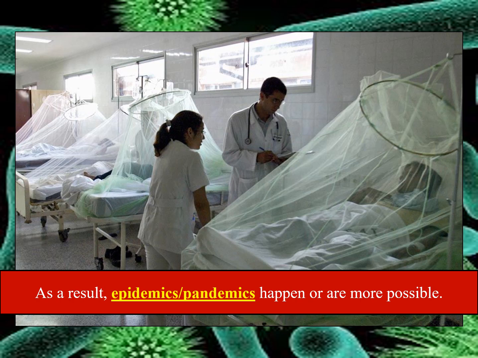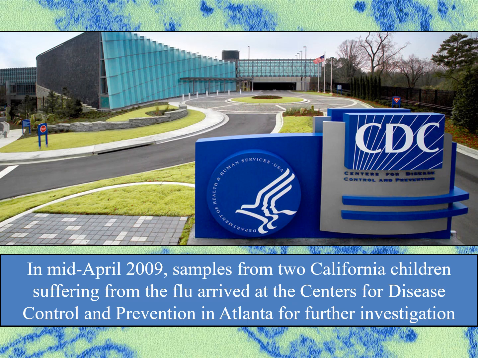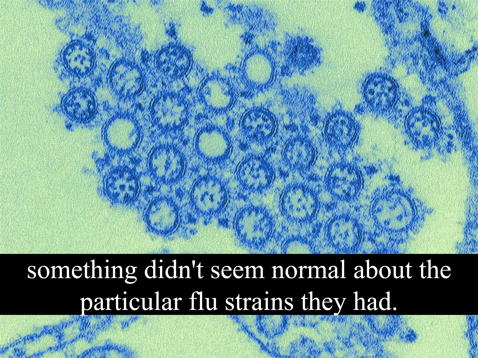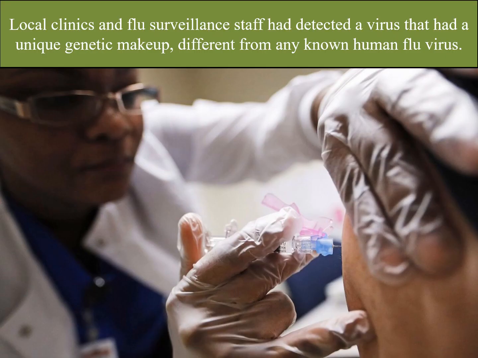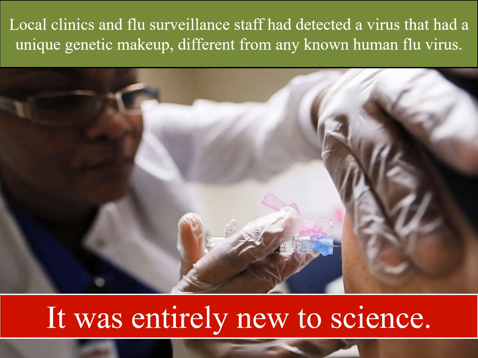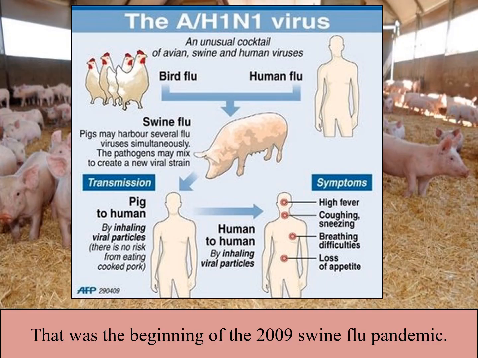An epidemic is when a disease affects just one region. A pandemic is when it affects the world. In mid-April of 2009, samples from 2 California children suffering from the flu arrived at the CDC in Atlanta for further investigation. Something didn't seem normal about the particular flu strain they had. Local clinics and flu surveillance staff had detected a virus that had a unique genetic makeup, different from any known human flu virus. It was entirely new to science. That was the beginning of the 2009 swine flu pandemic.